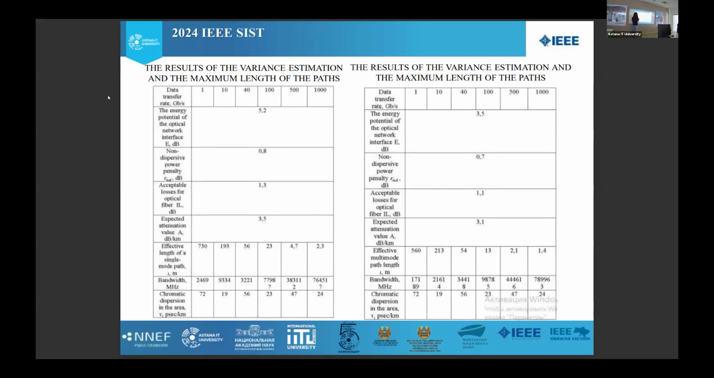this table shows the values of dispersion for the maximum transmission path length, taking into account the characteristics of MMF factors without additional measures to compensate for the restriction. On the right side, you can see a table showing the various dispersion values for the maximum transmission path length, taking into account the characteristics of SMF factors without additional measures for compensation.